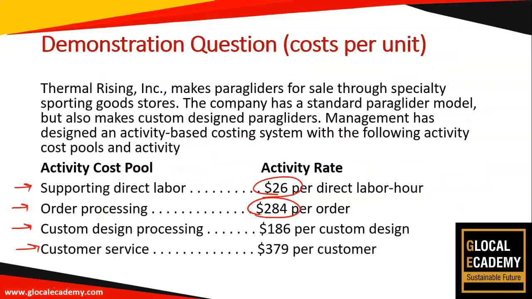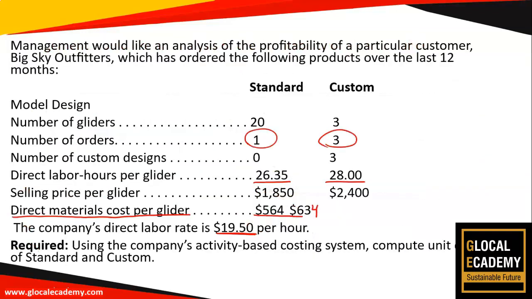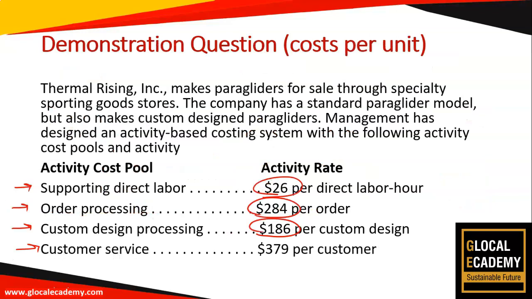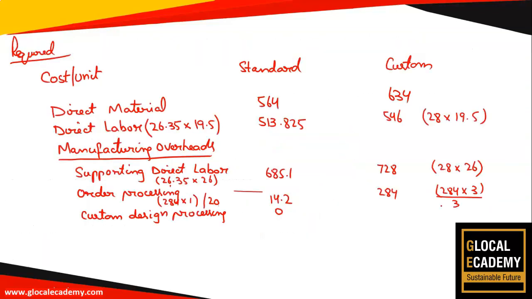Now for custom design processing, the rate is 186 per custom design. Now as per the question, there is no design of standard and there are 3 designs of customs. So that means none will be charged to the standard, whereas 3 multiplied by 186, so 186 multiplied by 3, and that will be divided by 3 as well, because we need to calculate per unit, and per unit would be the same as 186. So this is how we calculate, how we charge overheads to the products based on the rates.